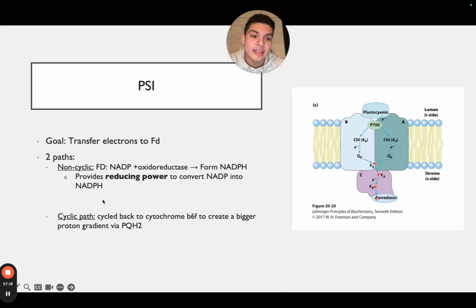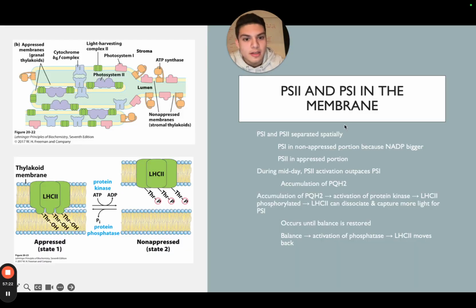And the cyclic path can also go back to cyclic to contribute more to the proton gradient. Now I want to talk about the spatial biology of photosystem 2 and photosystem 1. Photosystem 1, we know, contributes to the non-cyclic pathway, meaning that it's going to help contribute to NADPH formation.